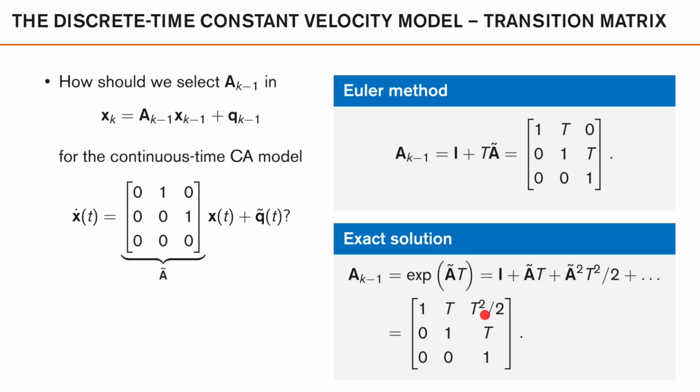If we compare to what we get with the Euler method, then this term here is not present, right? This is 0 here. So normally this is the transition matrix that we recommend that you use if you like to use a constant acceleration model. But it's interesting to see the difference in the results as we tend to use the Euler method for when we have nonlinear models. So in this case, we see that there is a difference between the exact solution and the solution that we get with the Euler method.